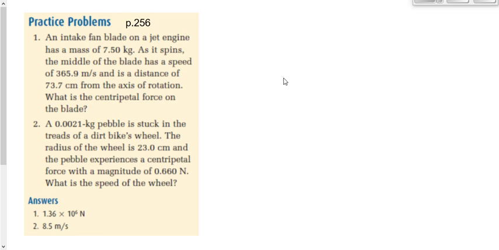When an object moves in a circle in uniform circular motion, meaning going at a constant speed, it will experience an acceleration. Now, can anybody explain to me how it experiences an acceleration? It's moving at a constant speed, but yet it's accelerating. Yep. Because of the force to the middle, right.